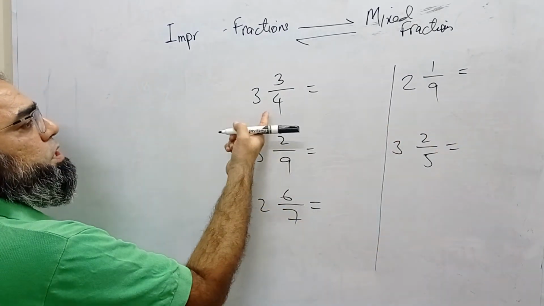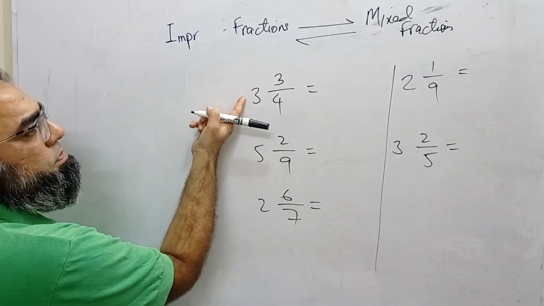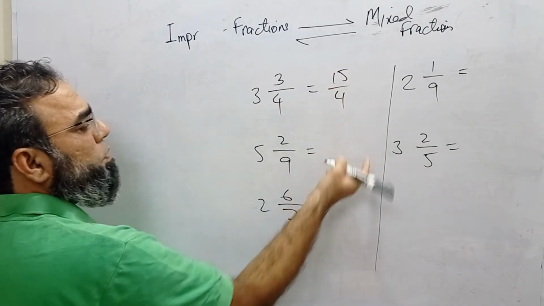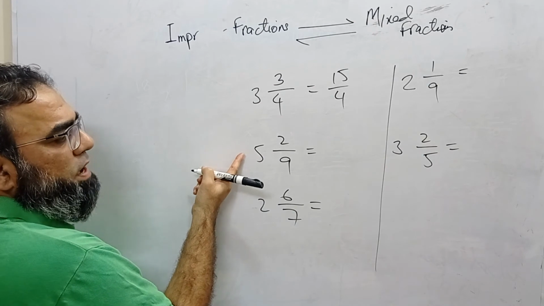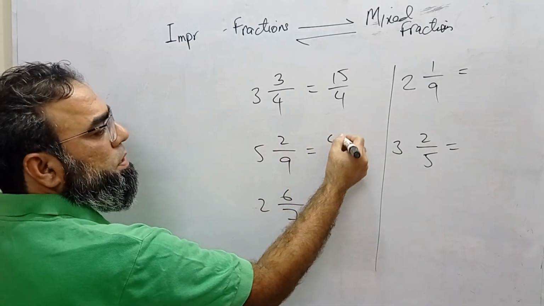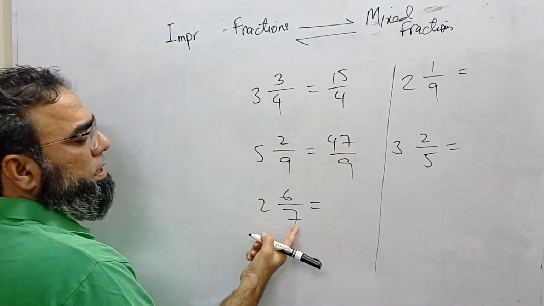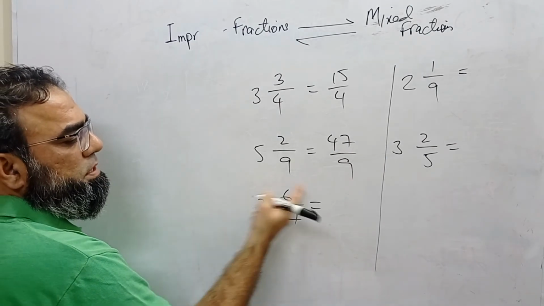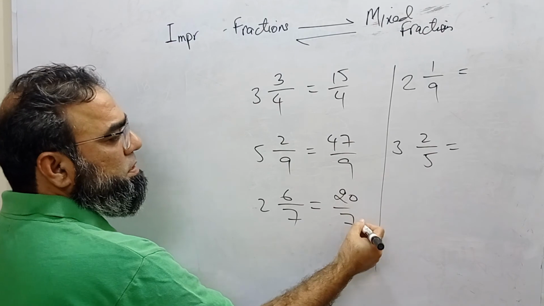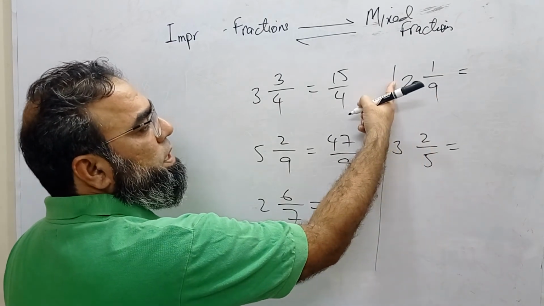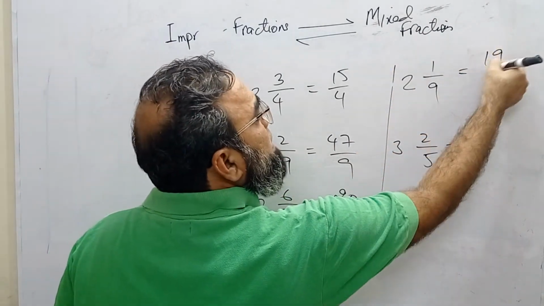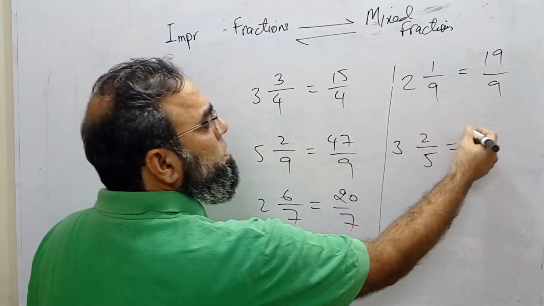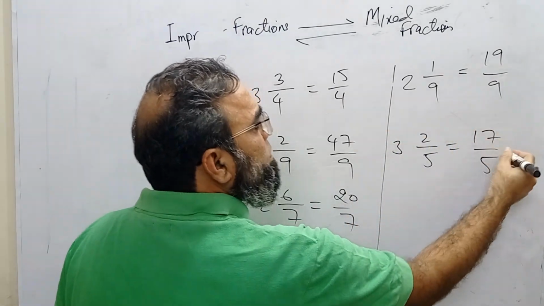So now, for this one, this is 4 times 3 is 12. 12 plus 3 is going to be 15. This is 15 over 4. 9 times 5 is 45. 45 plus 2 is going to be 47 over 9. This is going to be 7 times 2 is 14. 14 plus 6 is 20 over 7. This is 9 times 2 is 18, plus 1, that is 19 over 9. This is 5 times 3 is 15, plus 2, that is going to be 17 over 5.